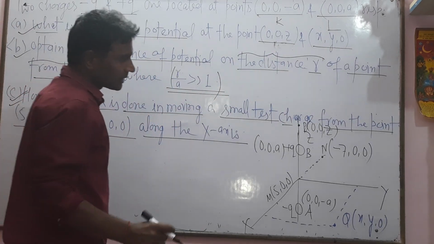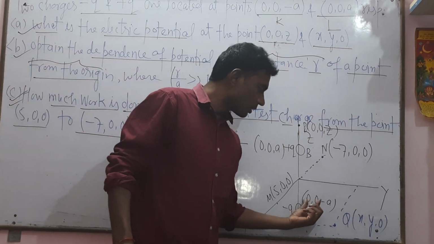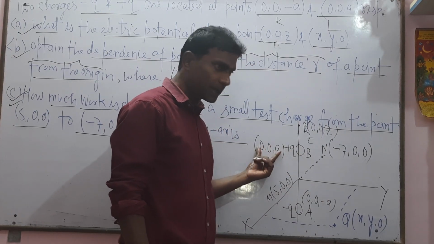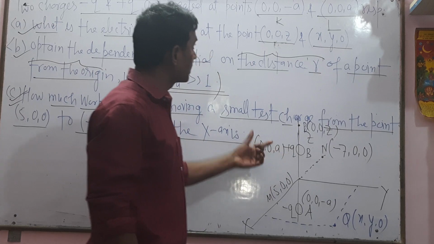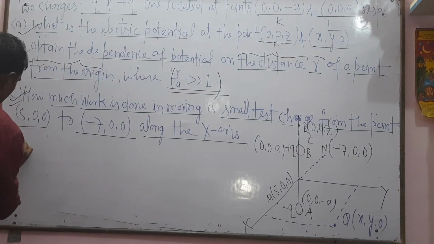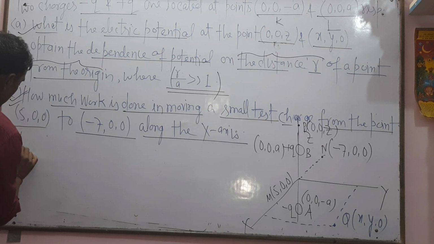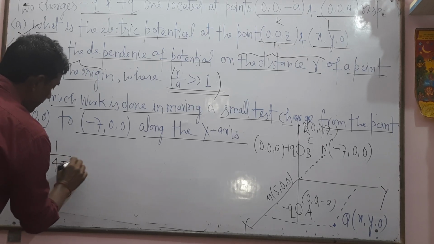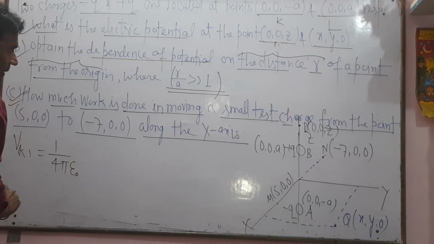So there are two charges. The first charge is located at (0, 0, minus a), and the second charge is located at (0, 0, a). Let us suppose we need the potential at point k. So Vk equals 1 upon 4 pi epsilon naught, q divided by r.